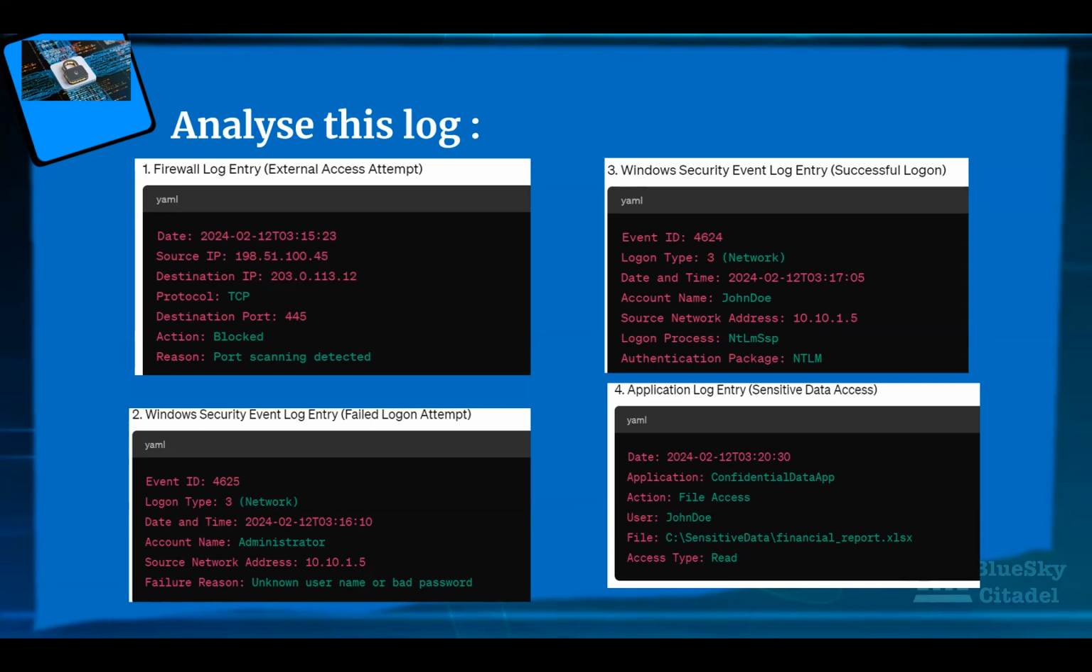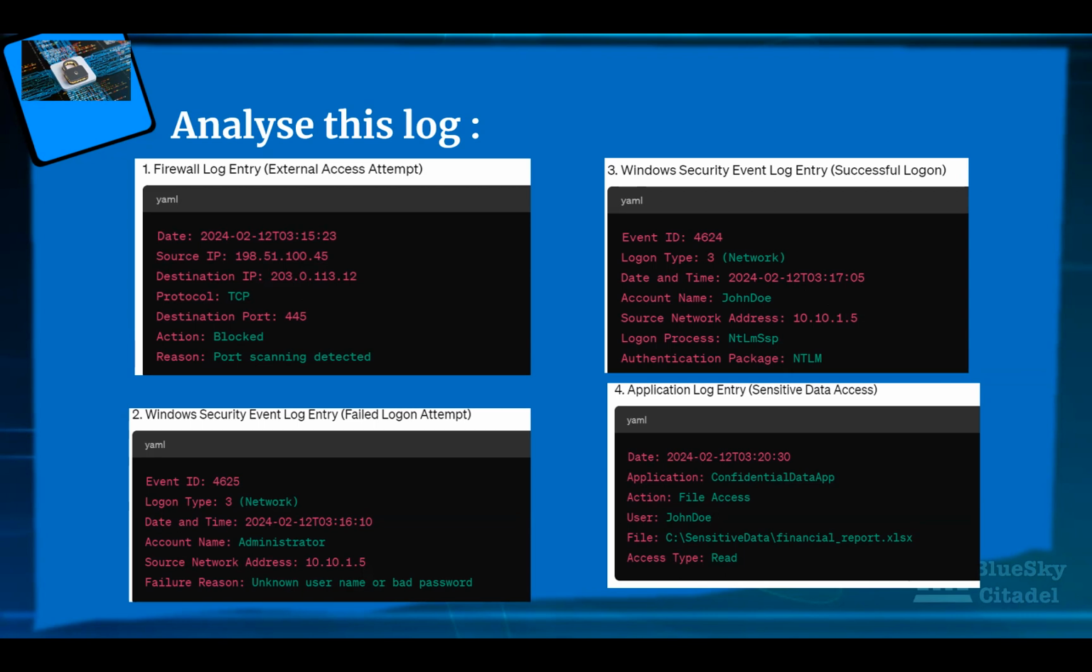I think I'm looking at application log 4. It's got the user, the fictitious username, like you said, John Doe. So he's trying to get into the financial reports. That's quite a sensitive, big report. Access type is read, and action is file access, trying to gain access into the file. And I think from this, he's been successful. Yeah, he has read access. So he can read the file.